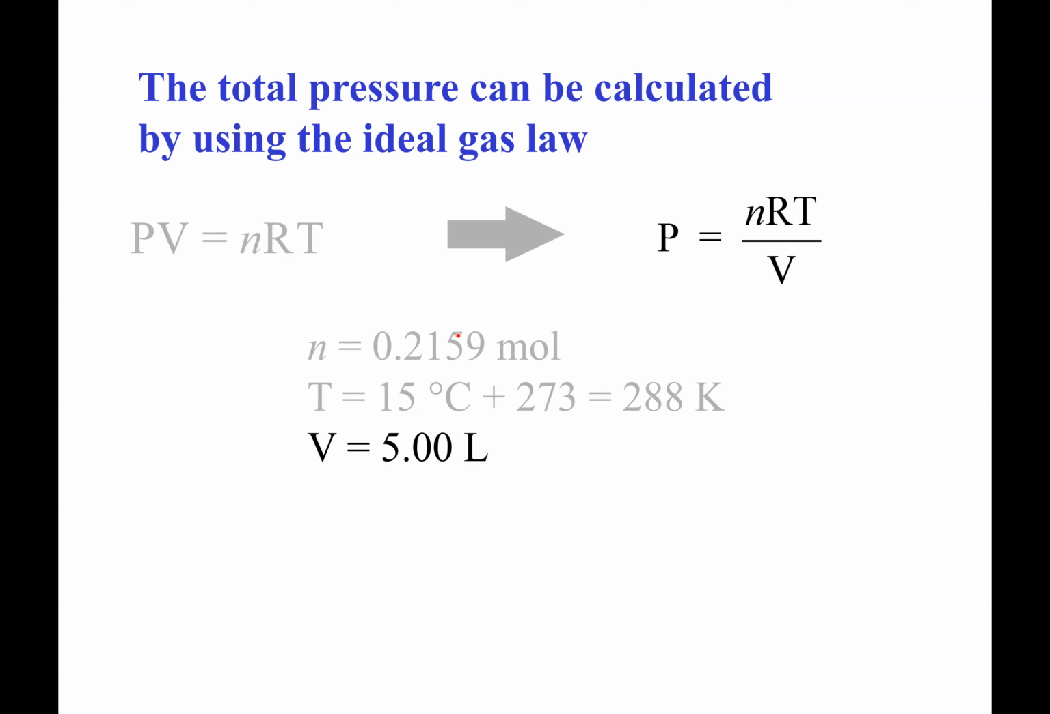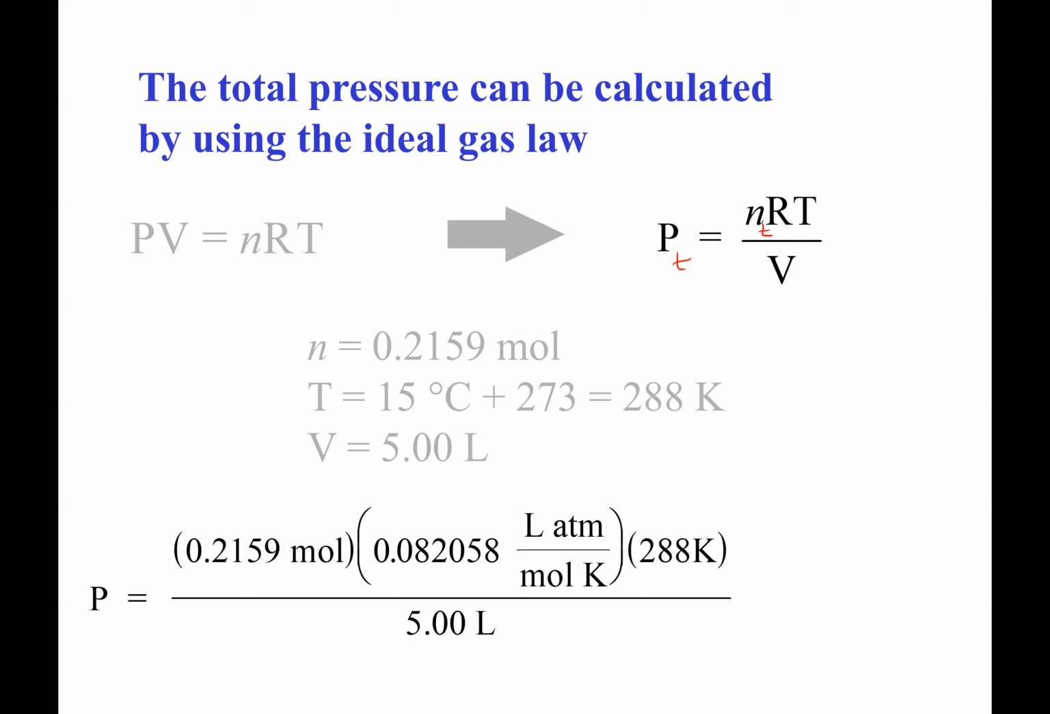like I said, I would consider a subscript T here for the P and a subscript T here for the n. So the total number of moles is 0.2159 moles. We do have to fix the temperature by adding 273, which gives us 288 Kelvin. Volume's fine, it's in liters.